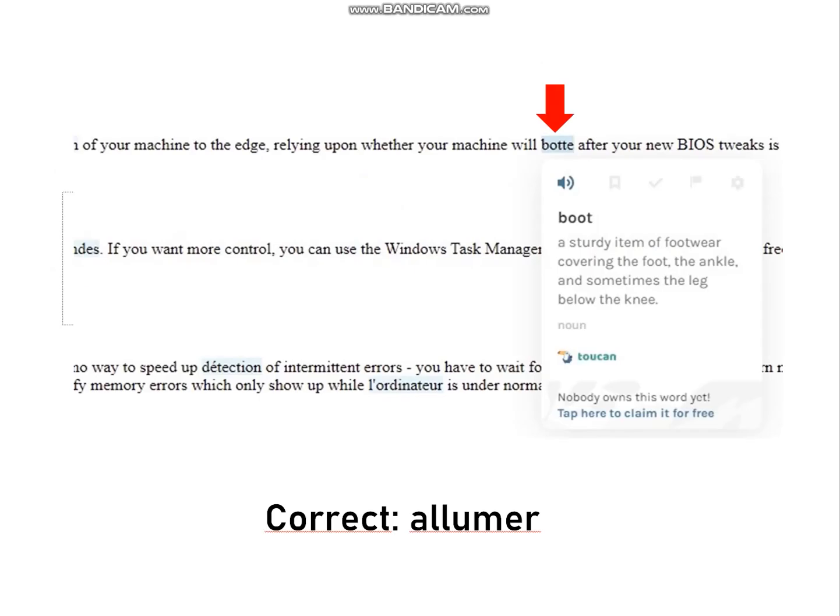Toucan will also fail to differentiate properly between verb versions and noun versions of words. So in this case, the machine or the computer will boot after your new BIOS tweaks are installed. So it will turn on, as in boot as in turn on. But here it thought it was the word boot as in a shoe. So it translated it as botte, which is wrong. It should be the verb to turn on, to boot, which is allumer.